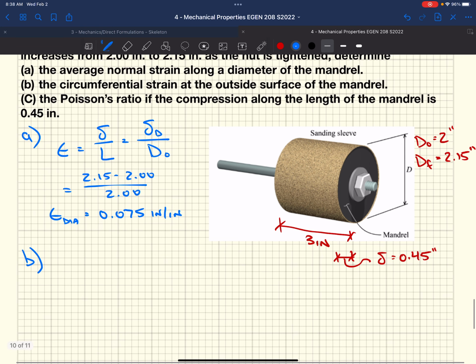B, what's the circumferential strain at the outside surface of the mandrel? Well, now instead of going with respect to our diameter, we're going to do it with respect to circumference. What's the equation of the circumference of a circle? No judgment here, okay? This is a safe space, right? All you gotta do is just say something, right? 2 pi r. So what's that with respect to diameter?